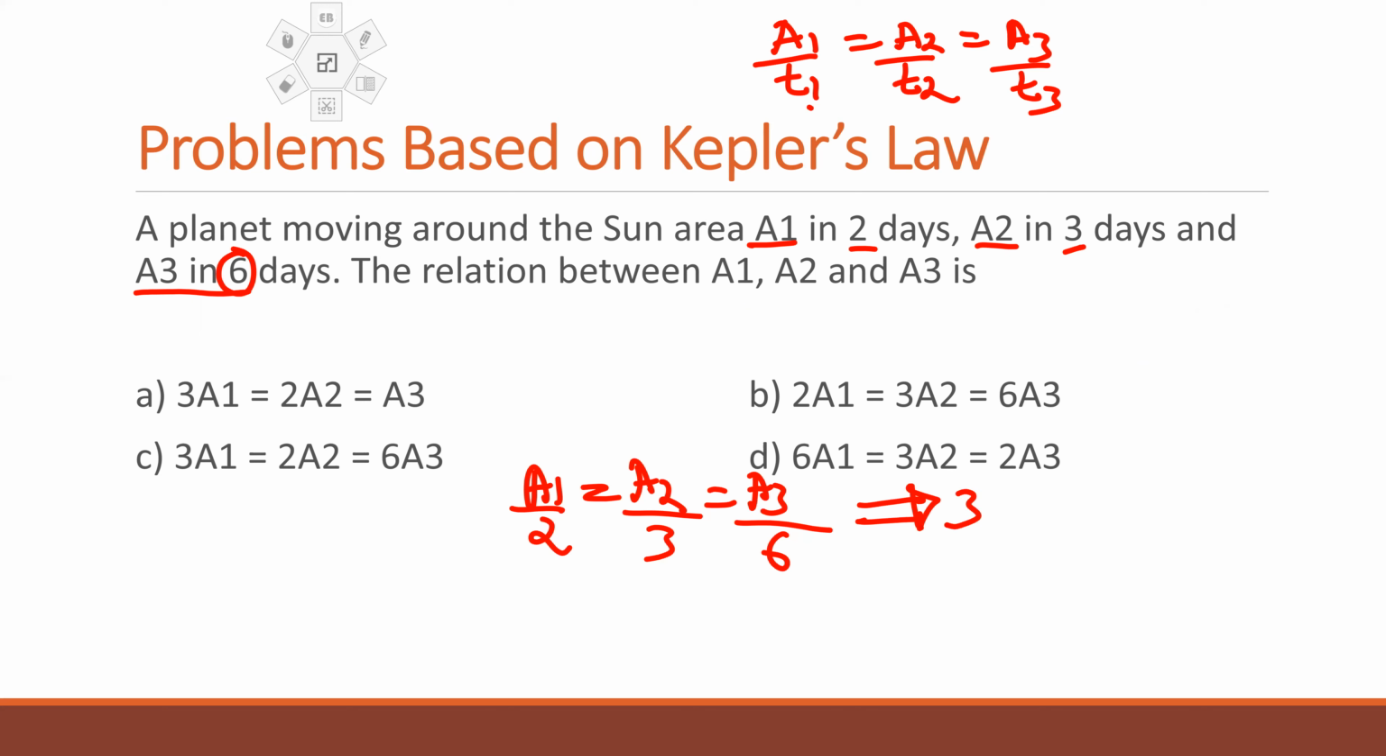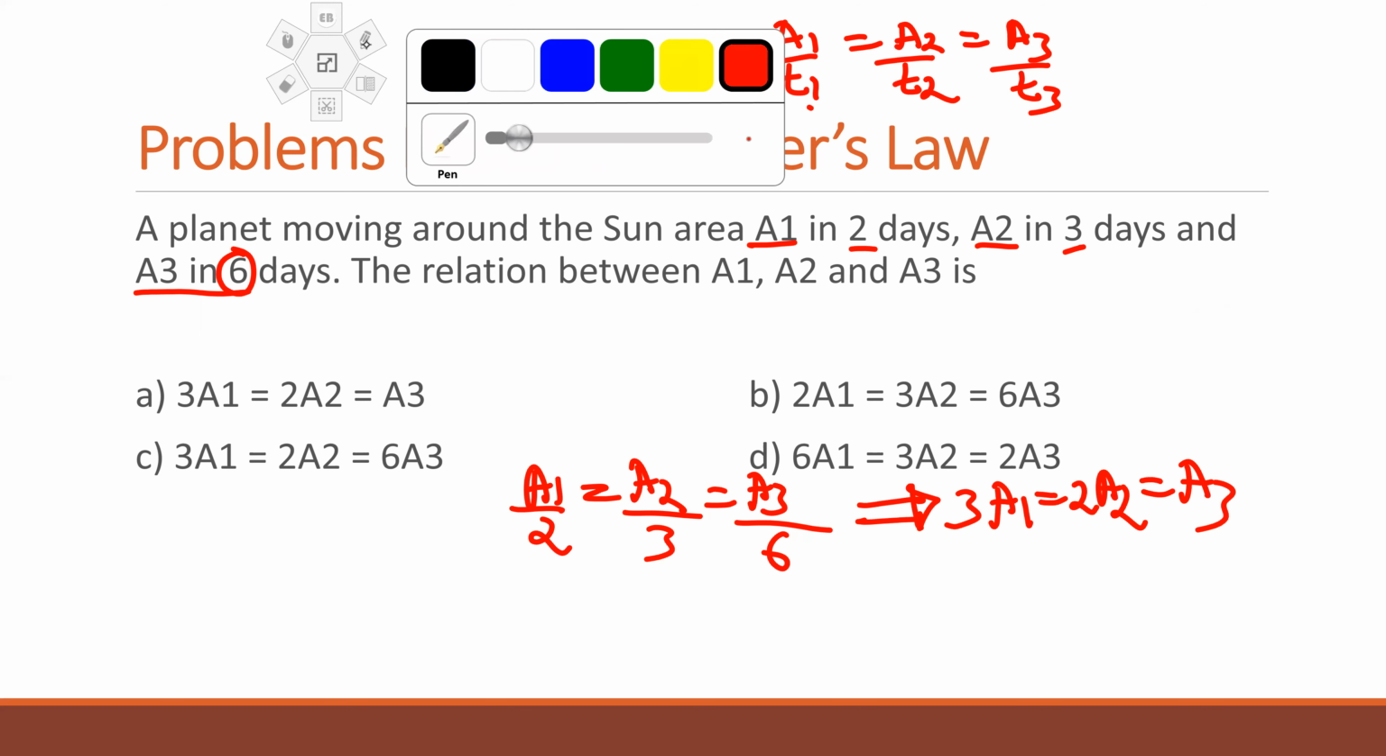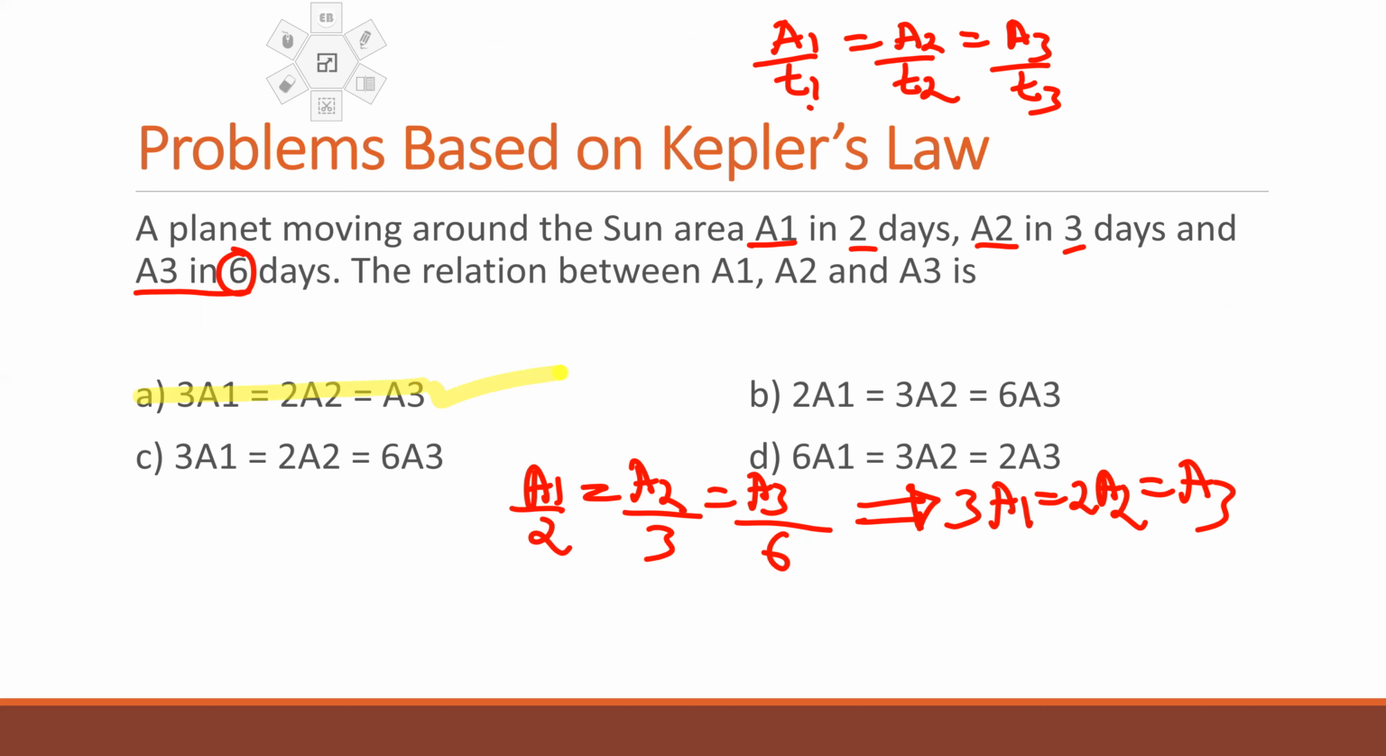Now by taking the LCM, the answer will be 3A1 equal to 2A2 equal to A3. This is the answer, and this is the right choice. In this concept, what I used here is the concept of the aerial velocity. Next.